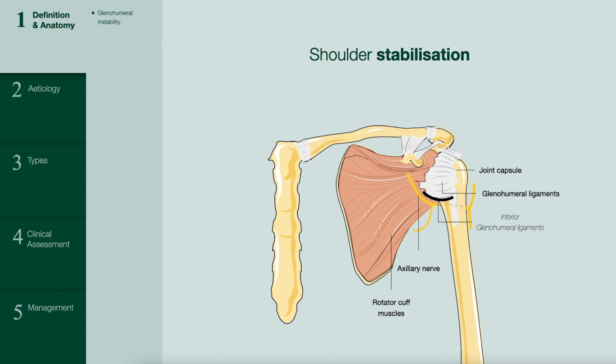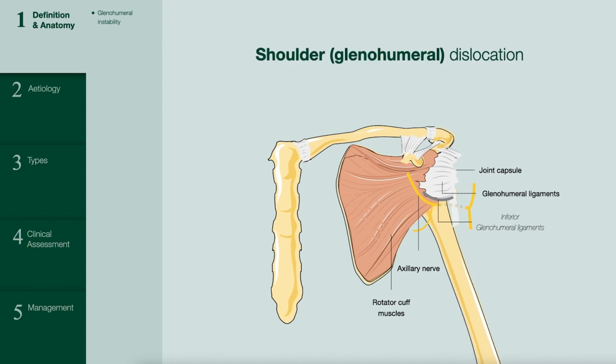Note the location of the inferior glenohumeral ligament here and the axillary nerve and its branches here. The most commonly injured ligament in anterior dislocation is the inferior glenohumeral ligament. Damage to the axillary nerve may result in shoulder instability.